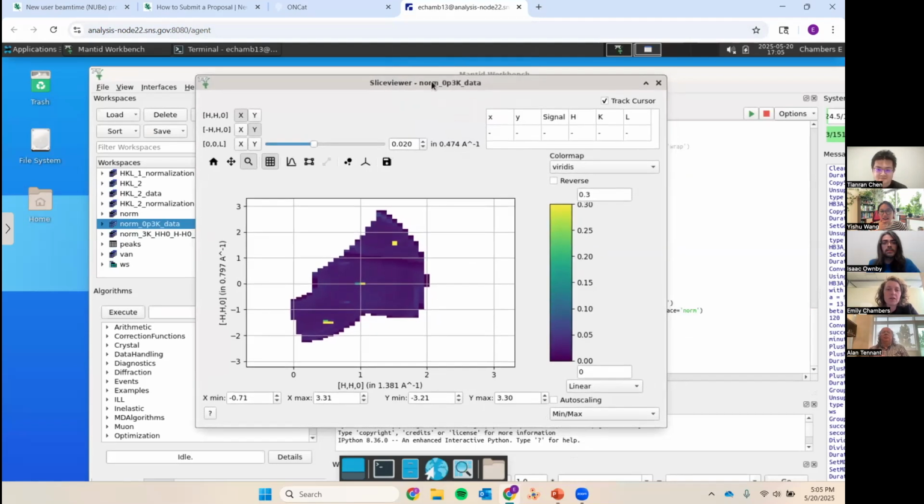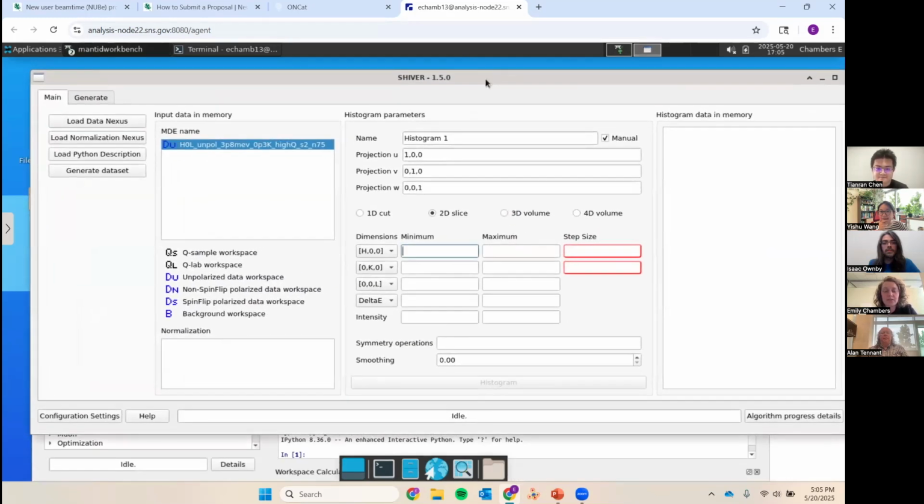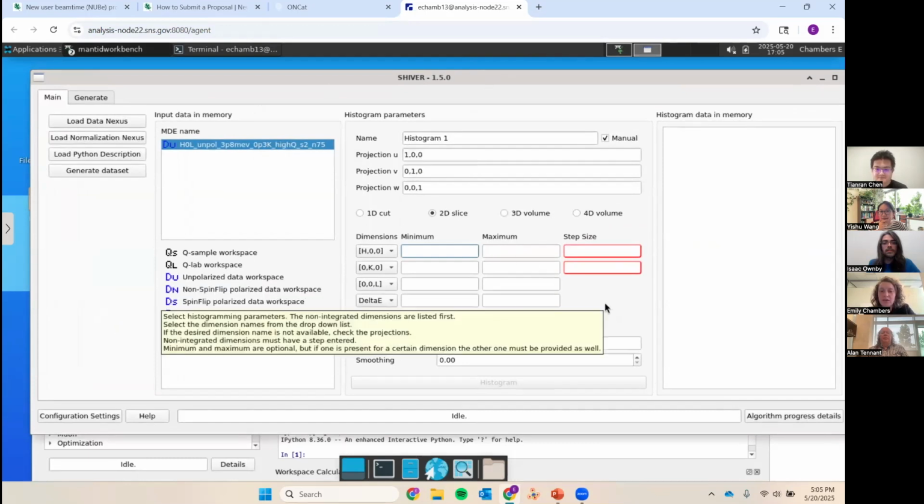For example, here I've already reduced the data. This is Mantid, and this is a slice viewer that you can use. So basically, you're looking at the HH0 and negative HH0 momentum space here, and I'm just cutting through the L direction. So this is for single crystal data, for example. And then also in Shiver, after the data is already reduced, you select your MDE, and then you can specify the energy range and also the momentum range that you're interested in.